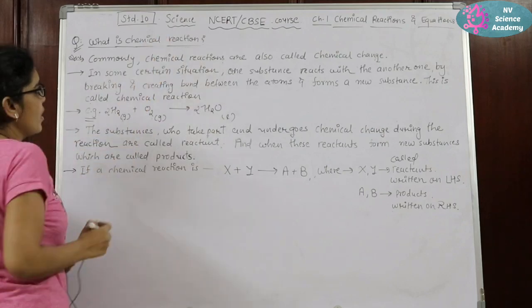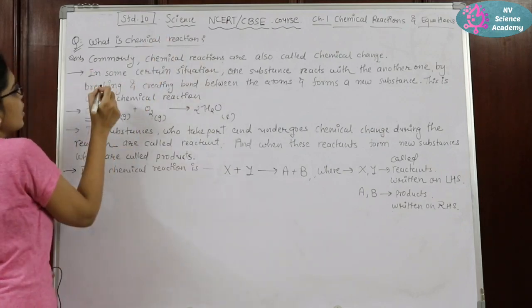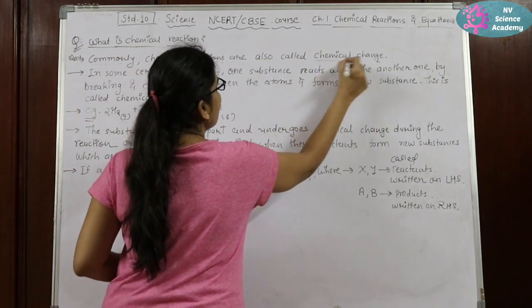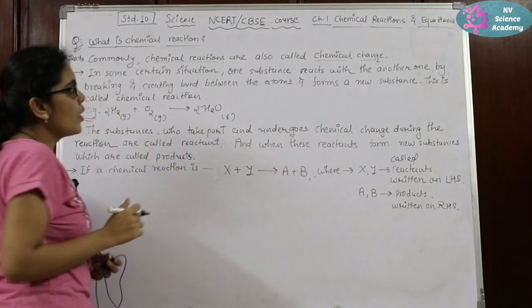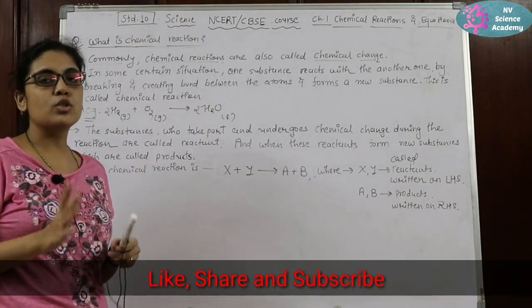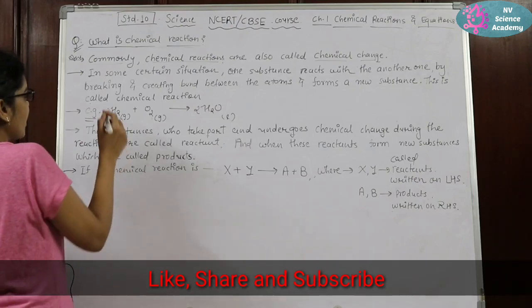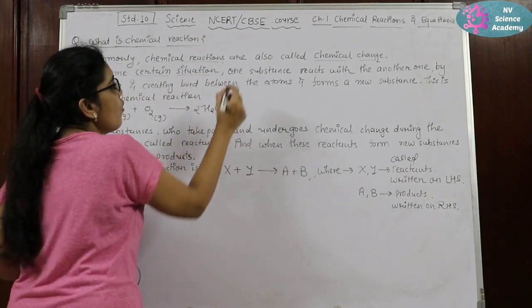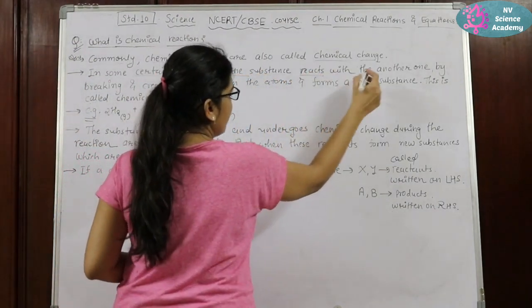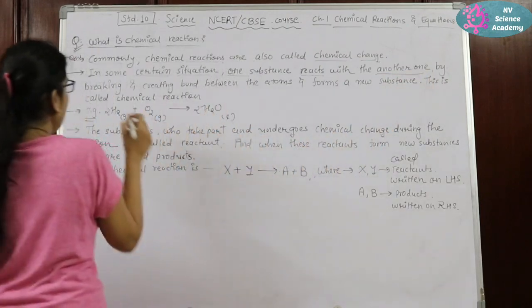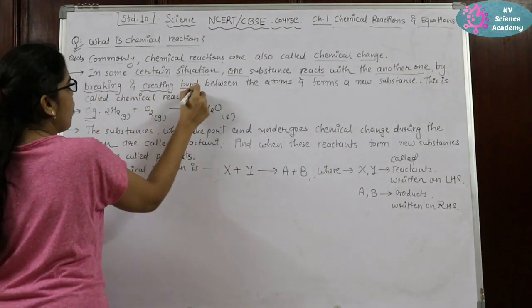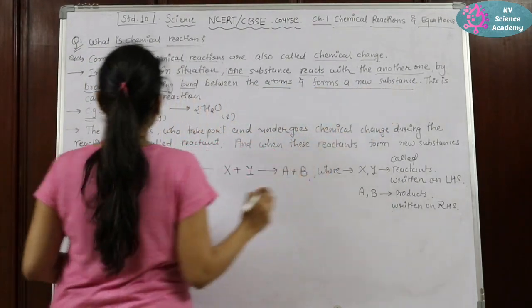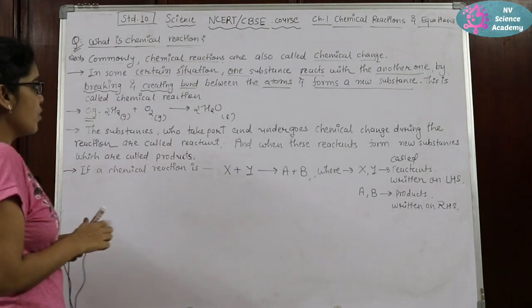First, what is a chemical reaction? The answer is, commonly chemical reactions are also called chemical change. Now the perfect definition is this: in certain situations one substance reacts with another one by breaking and creating bonds between the atoms and forms a new substance. This is called a chemical reaction.